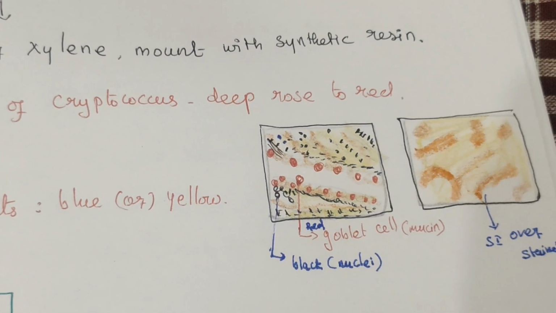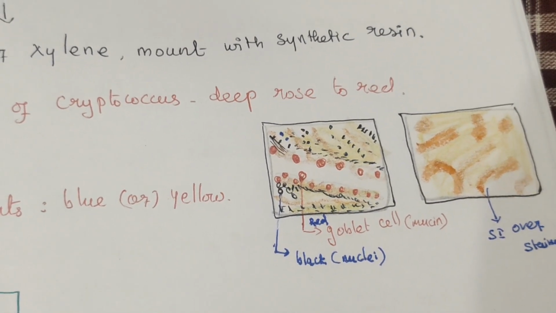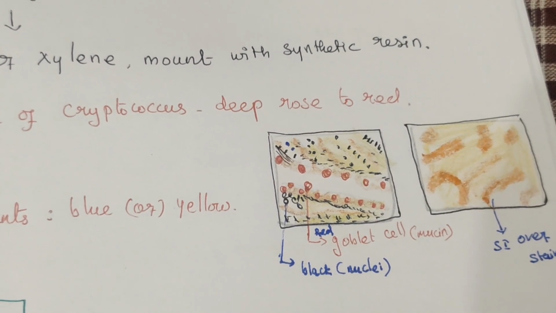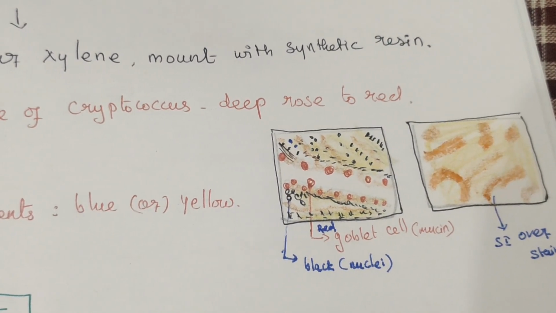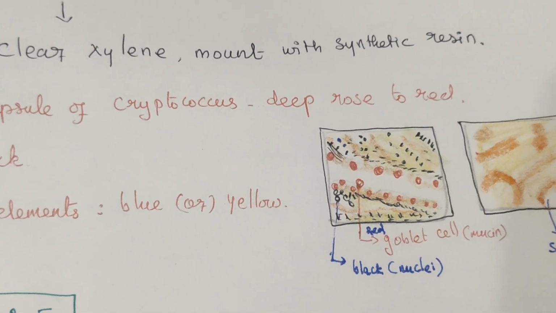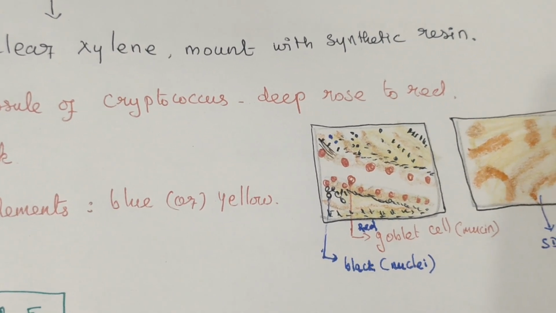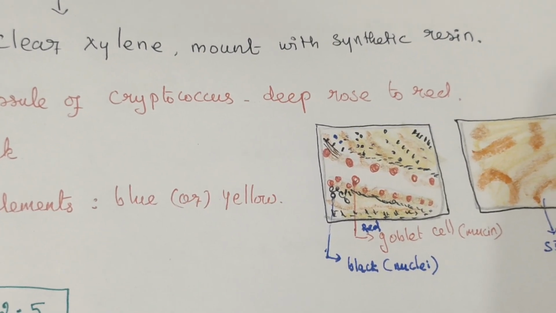Both are small intestine only. This is a small intestine section that has been overstained in this Mayer's mucicarmine staining. Cannot see here. This one, left, is a small intestine section that is stained with the Mayer's mucicarmine staining.